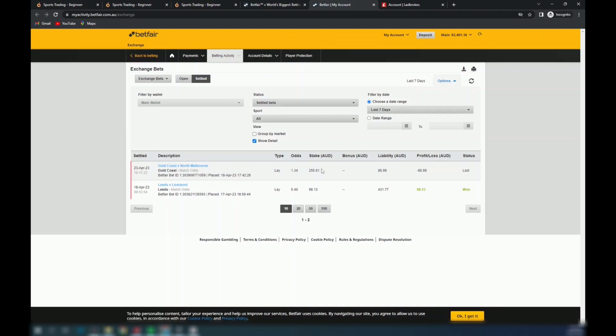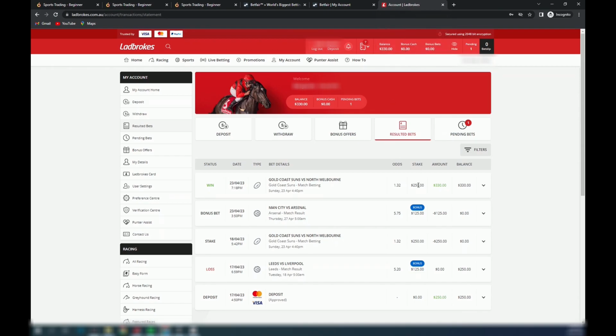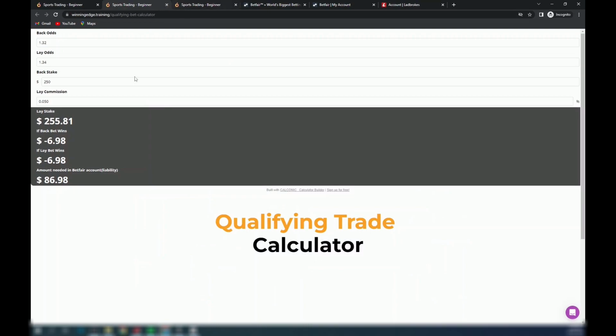So we take 255.81 and we times it by 0.95 so that we get that minus 5% to get our final profit minus the commission. And that gives us 243.02. So if we take this amount of money that we've made here, which is 255.81 times 0.95, 243.02, and then we minus the 250 that we lost on our back bet, you'll see that we get the exact same. We get 6.98, which is exactly what we had here under if lay bet wins.